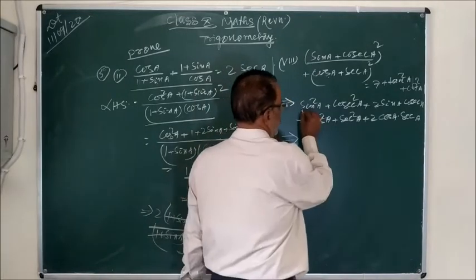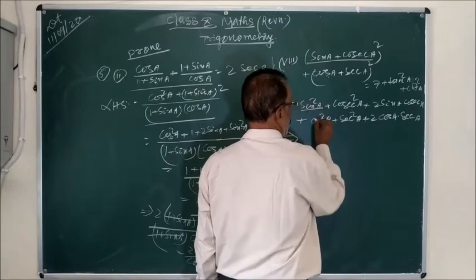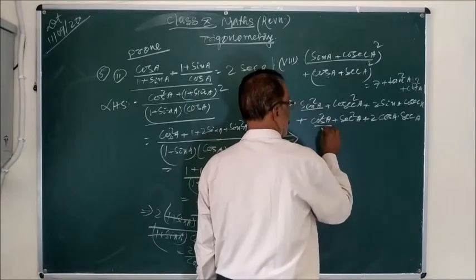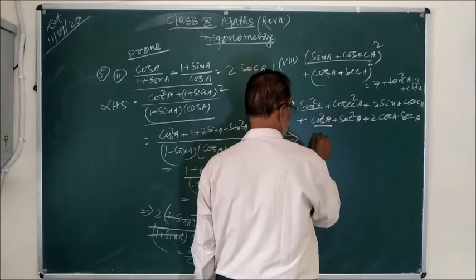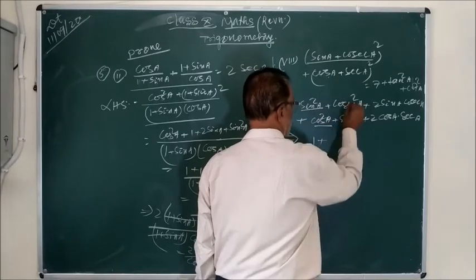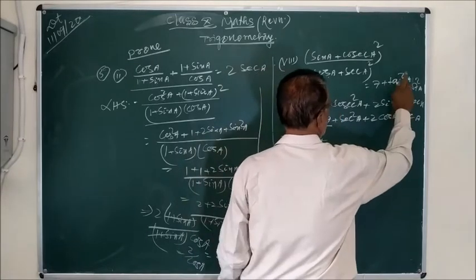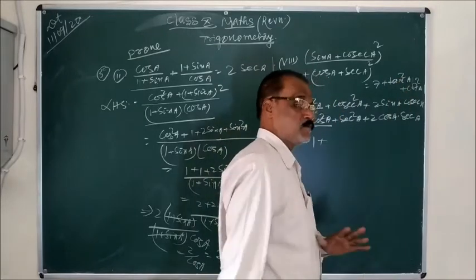Now you see sin square plus cos square, all these are same, sin square plus sin square cos square equal to 1. Cosec square. Now you see the right side. Tan square cos square we have to obtain.